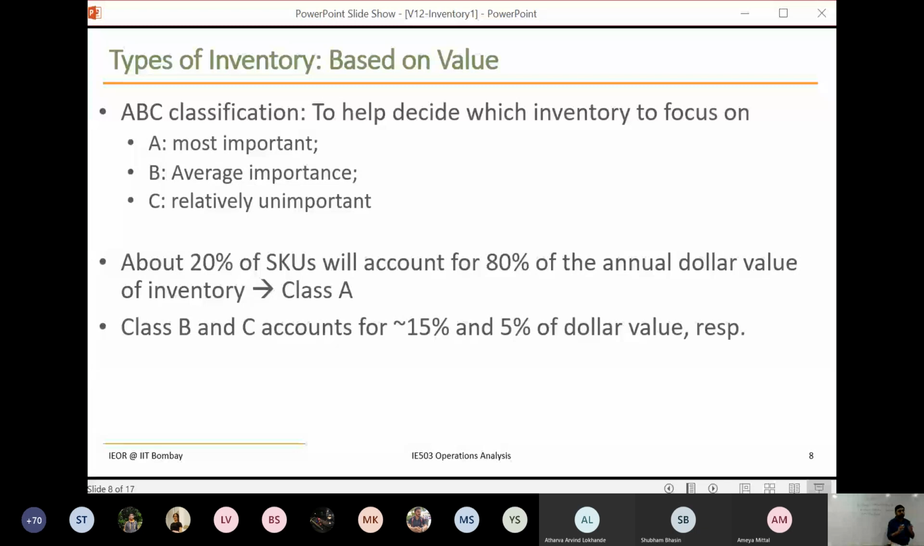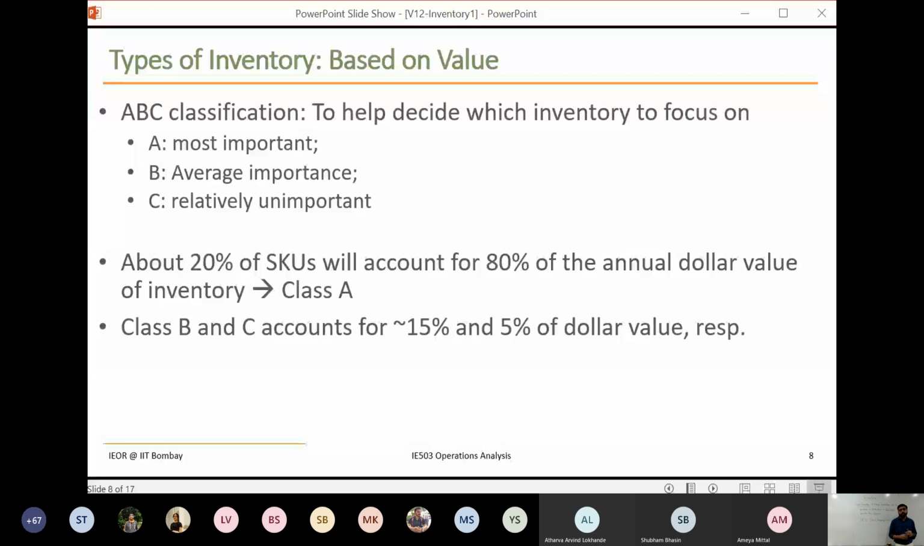SKU stands for stock keeping unit. This definition will come up in a couple of minutes. Just assume some item. 20% of inventory items will account for 80% of the dollar value, so we focus on only that 20%. Then we have class B and class C, which account for lesser percentages. That's typically what we call ABC analysis.